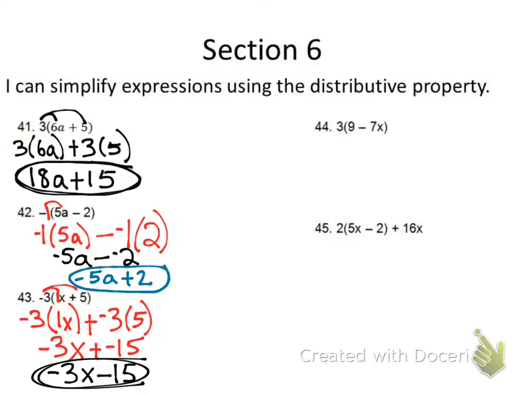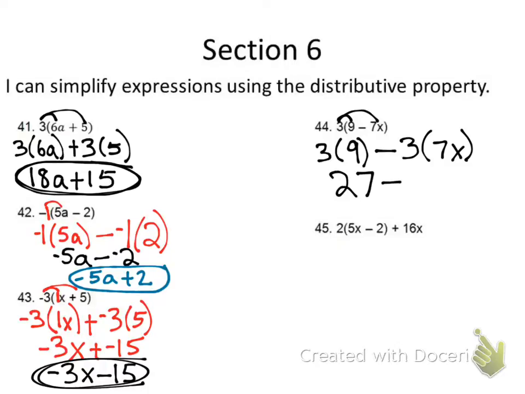All right, 44. We have 3 times 9 minus, we have 3 times 7x. Are you doing these? 27 minus 21x, very good. Questions?